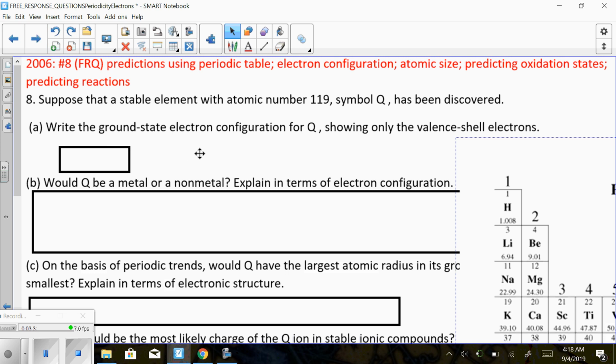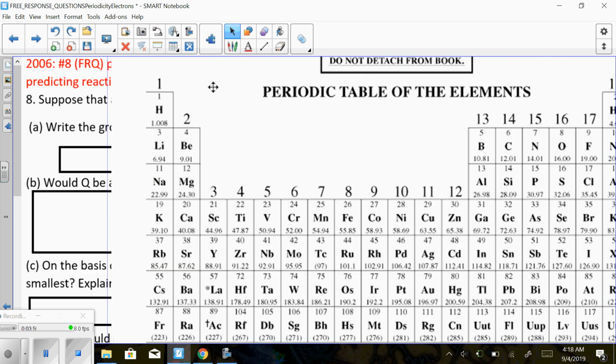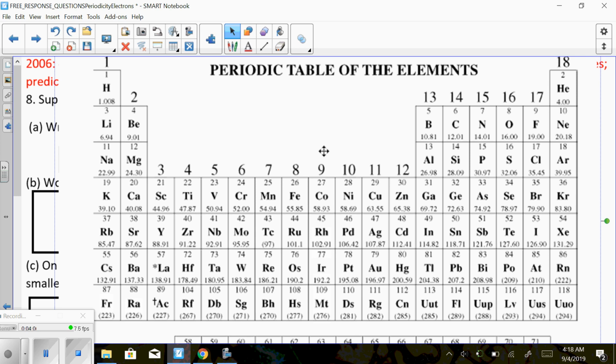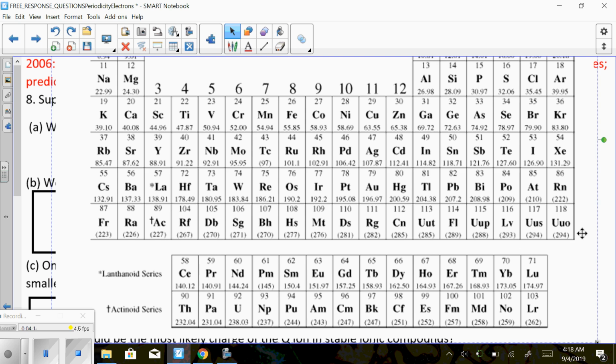Okay, 2006, number 8. Now it says use the periodic table, and we're going to predict something about Q. We have a new element Q that's been discovered and has atomic number 119. We want to write the ground state electron configuration showing only the valence shell electrons. We need to look at the periodic table and figure out where element 119 would be. The highest number on our periodic table is 118. If we found the next element, it would be found right here under francium. Q would be right there, and it would be 119.